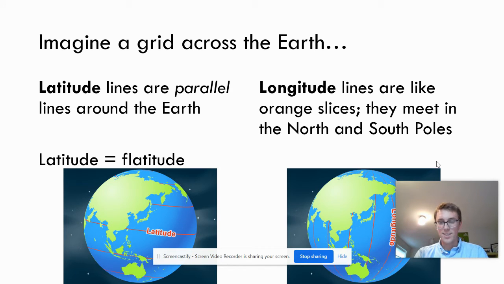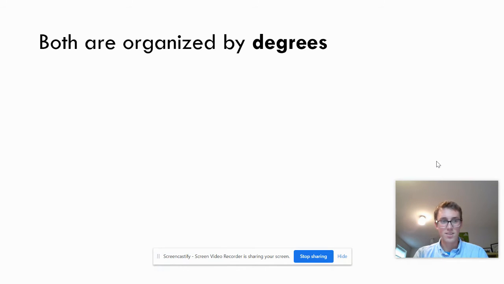Looking something like this. So again, they have a curvature to them. It's not a perfect grid. And the shape of each kind of square within the grid, as you get farther north or farther south, is going to change in size and shape.